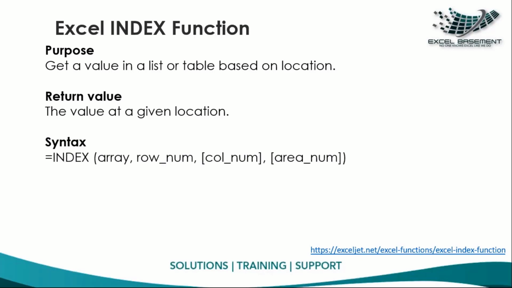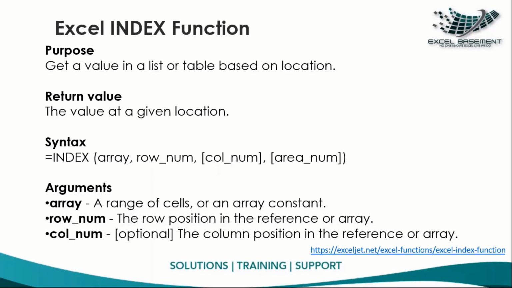The syntax of the index is, first we define the array. Then row number and column number. Column number and area number are optional because they have square brackets. But definitely, for identifying the row number and the column number, we practically utilize match more. Okay. So the arguments explanation will go like that.